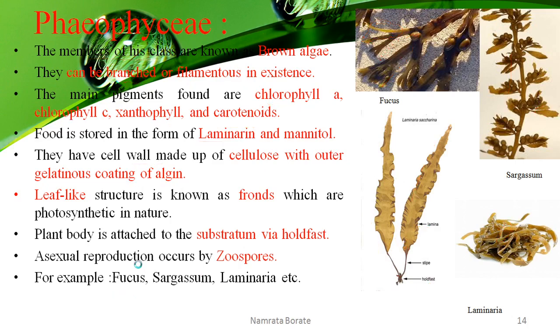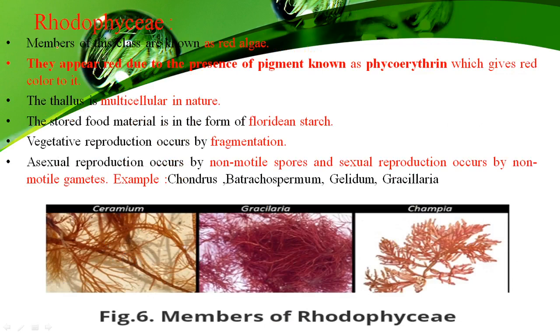The next one we see is Rhodophyceae. Members of this class are known as red algae. They appear red because of the presence of the pigment phycoerythrin, and this phycoerythrin gives a red color to the algae. The thallus is multicellular, meaning there are many cells. They store the reserve food material in the form of floridean starch.